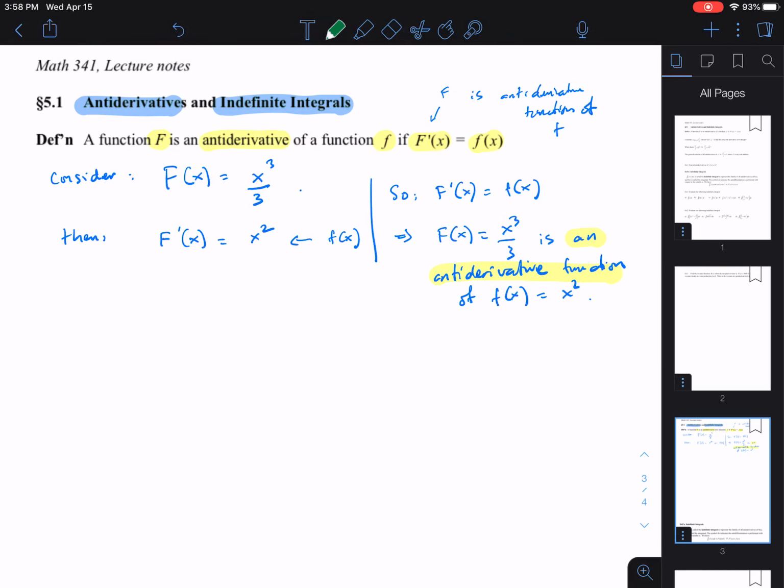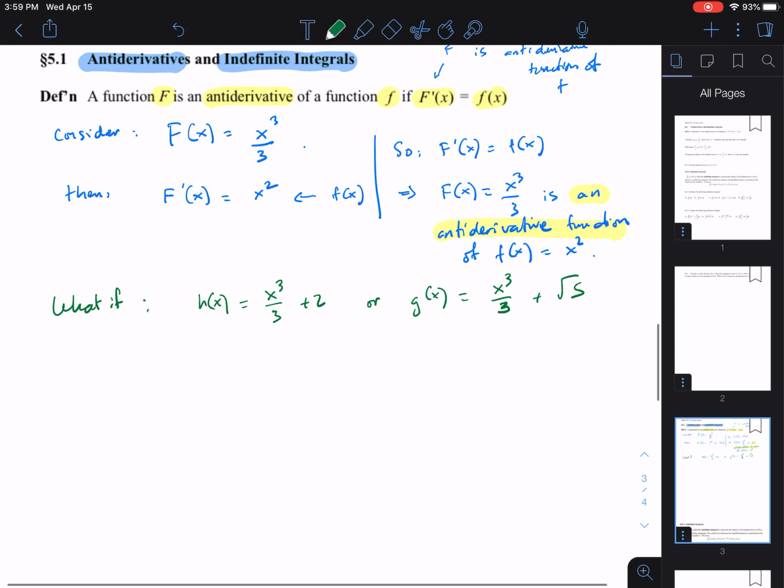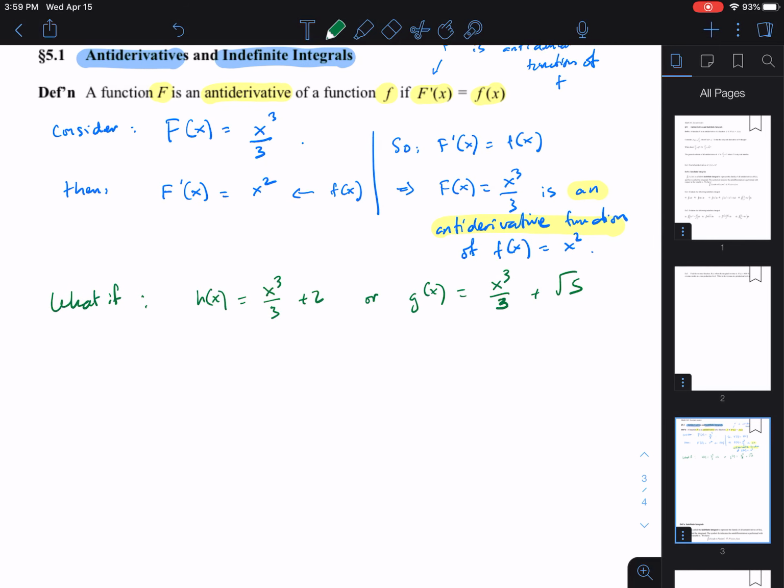Now suppose we have these two functions. Let's call this h of x, x cubed over 3 plus 2, and let's call this g of x, x cubed over 3 plus square root 5. What if we're given these two functions and asked to find their derivatives? Well, h prime of x is just going to be x squared; the constant 2 gives 0. And g prime of x is also x squared; square root 5 is a constant, so the derivative of that constant term is 0.